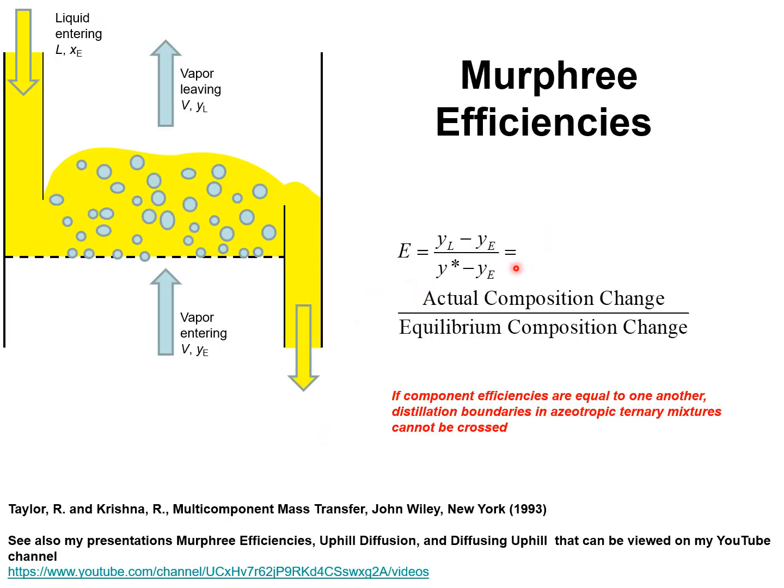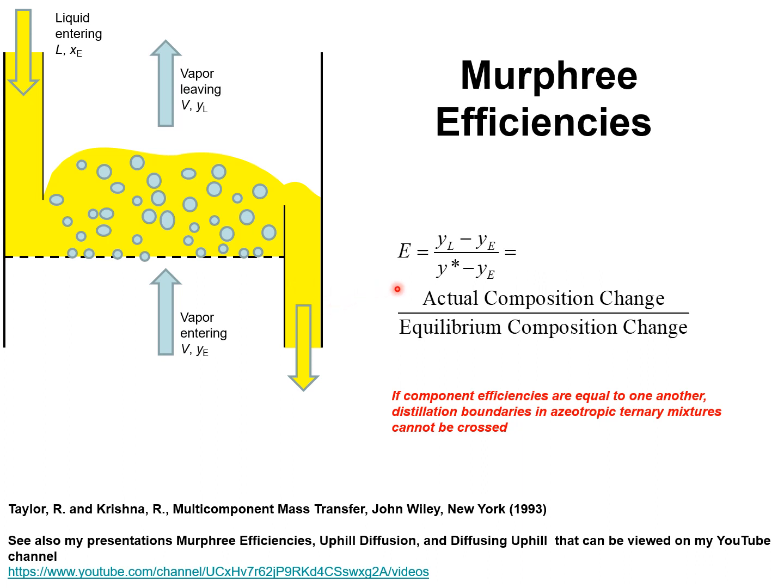This is the definition of the Murphree component efficiency for a distillation tray. It is the ratio of the actual composition change divided by the composition change that would result if the vapor leaving the tray were to be in equilibrium with the liquid mixture leaving the tray.